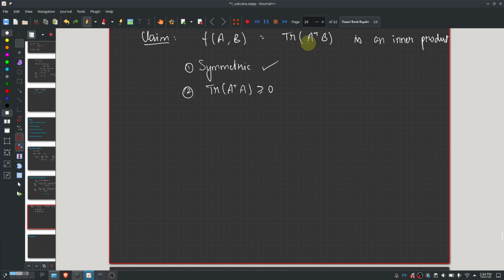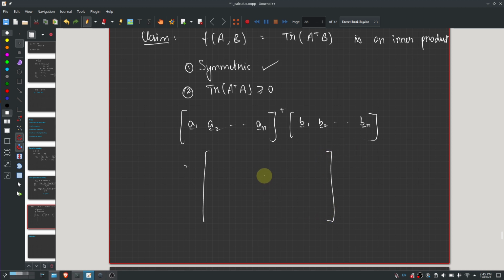So the trace of A transpose B is simply the sum of the diagonal elements of the matrix A transpose B. So if I take A transpose B, what does it give me? Let's say that A is a matrix with column vectors a1, a2 up to say an, transposed, and matrix B has columns b1, b2 up to bn.